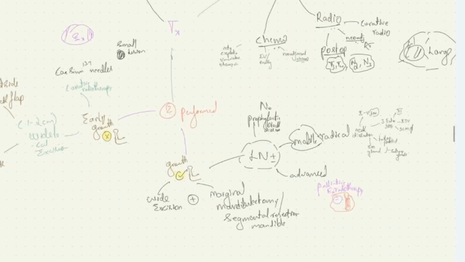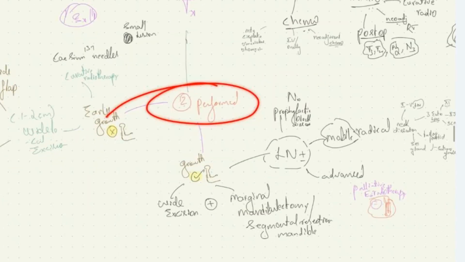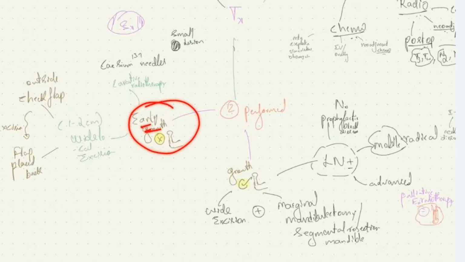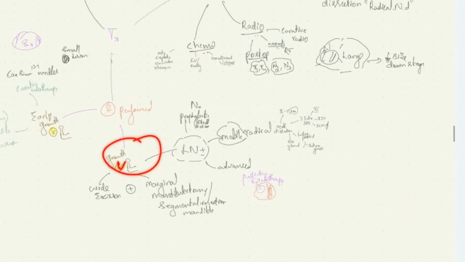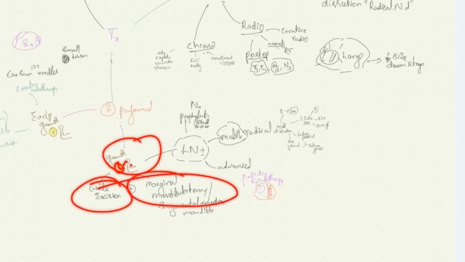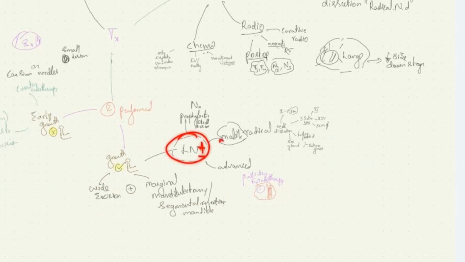So, what surgery is performed in these patients? If the growth is early and not involving the mandible, we can give curative radiotherapy or wide local excision using Patterson's method. If the tumor has involved the mandible, we do wide local excision with marginal mandibulectomy or segmental resection of the mandible, along with lymph node dissection. If the lymph node is mobile, we do radical neck dissection. If it is advanced, we do palliative external radiotherapy.